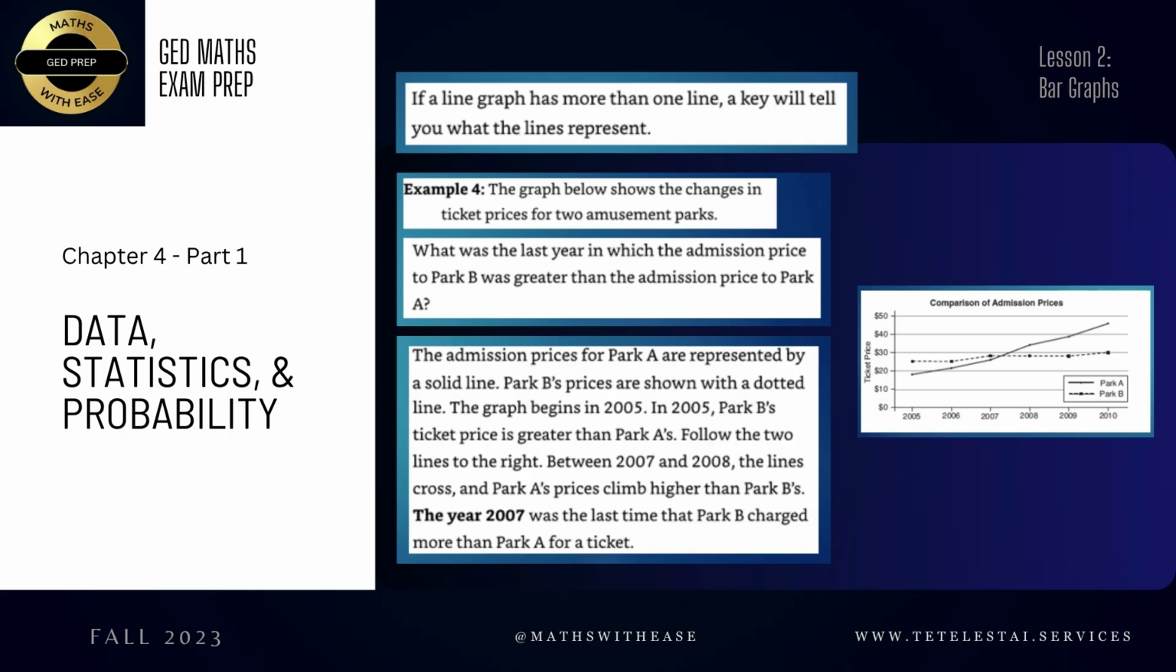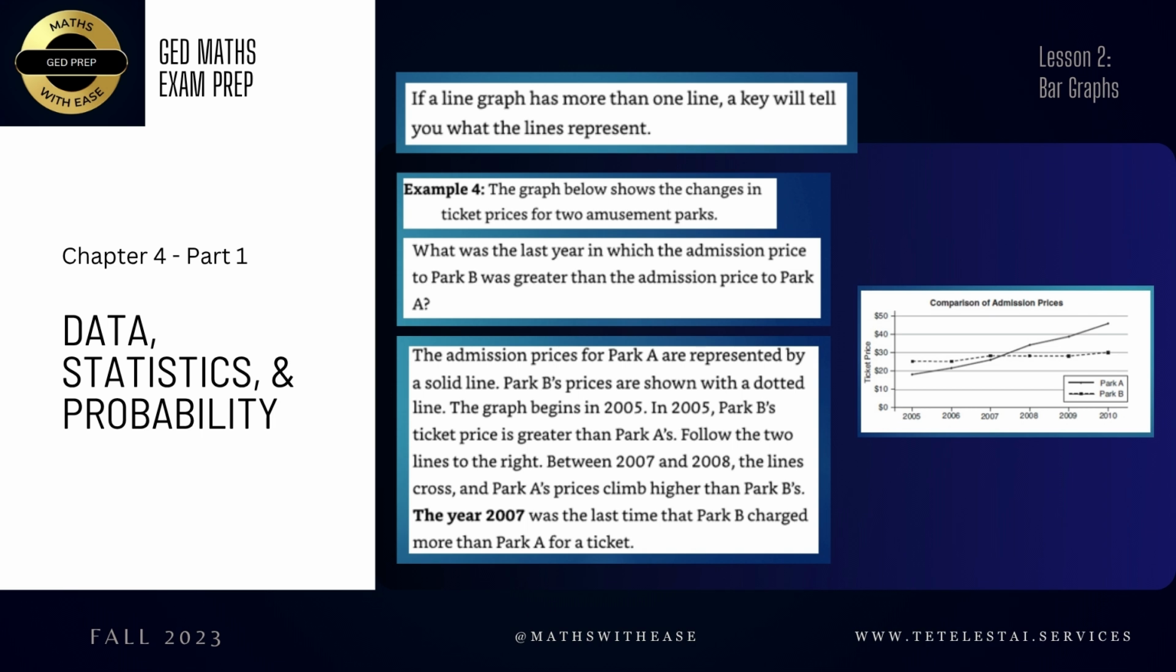And so if we go back to our question, it's asking us, what was the last year in which the admission price to Park B was greater than the admission price to Park A? So when you're looking at this graph, you should keep in mind that whichever line is on top will be greater. Why? Because it will represent the larger numbers.